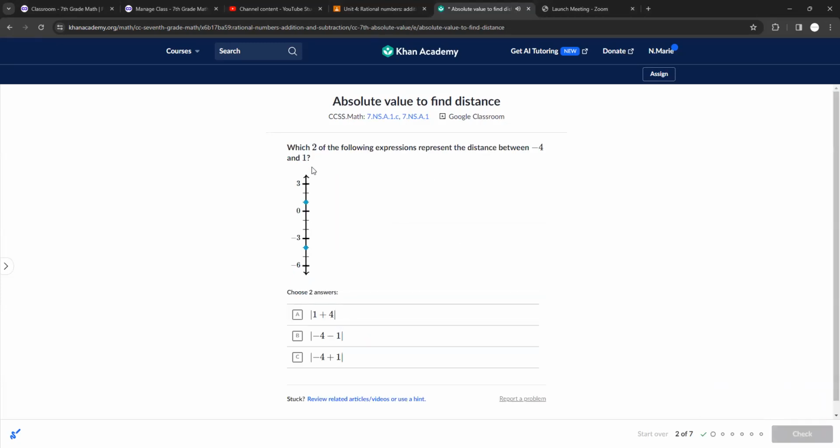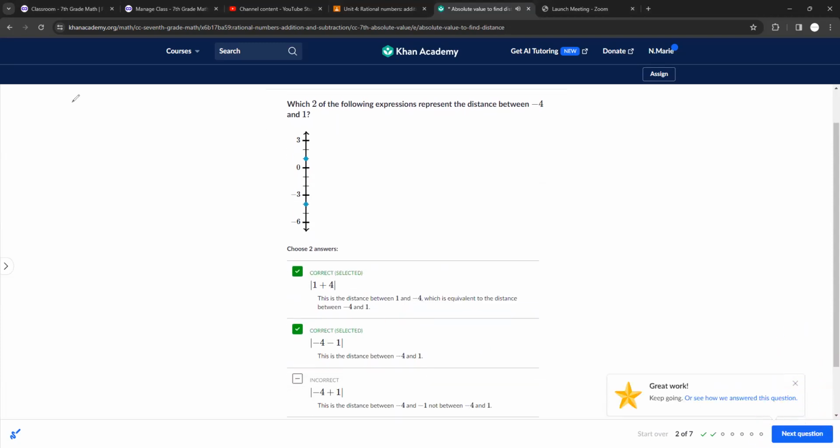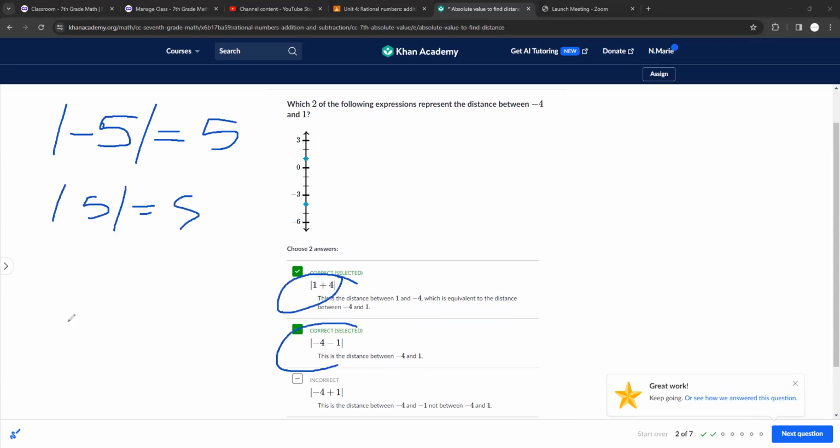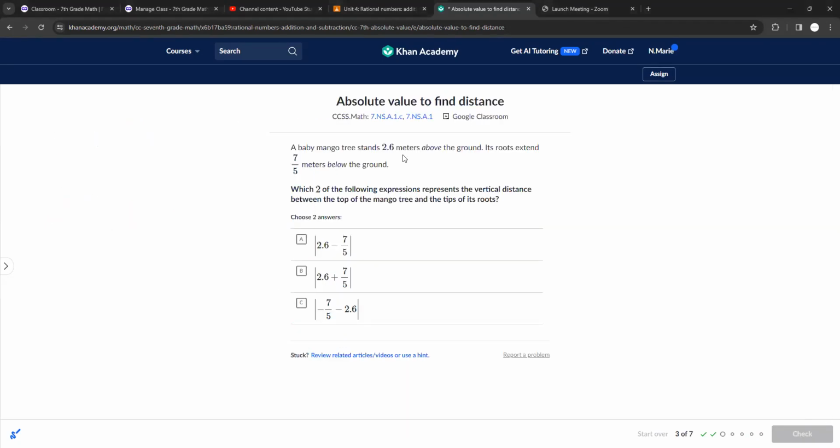Okay, let's show the difference between the distance of -4 and 1. And you can see the distance between these is 5, right? So what else is going to get you 5? That's going to get you 5, that's going to get you 5. Because remember, absolute value means the distance from 0. So if you have a -5, the distance from 0 is 5. If you have a +5, it's still 5. So this gets you a positive, that gets you a negative. Either way, it would still get you a 5 since it's absolute value.